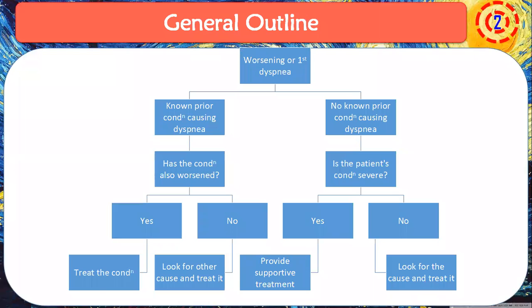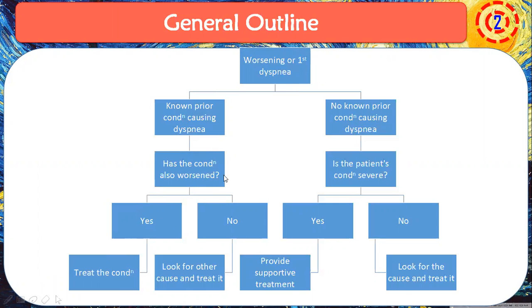So, here, if the patient comes to you with a primary episode, that is the first episode of dyspnea experienced by the patient, or the patient has a worsening condition of dyspnea, in such a condition we have to ask a question: did the patient have a known prior condition causing dyspnea or not? If the patient had a known prior condition which caused dyspnea, and the condition has also worsened along with the dyspnea, then we have to treat the condition, because the known prior condition is the most likely cause for dyspnea in the present episode.